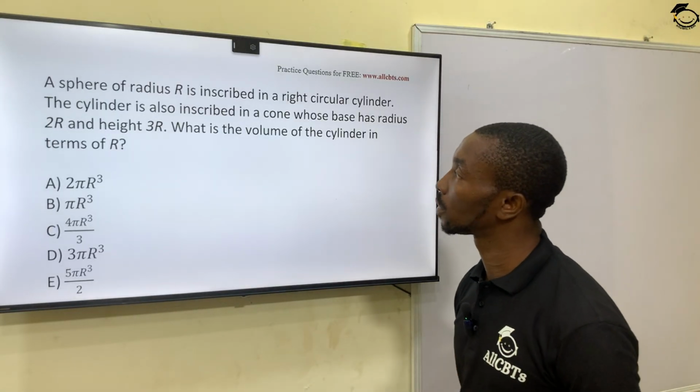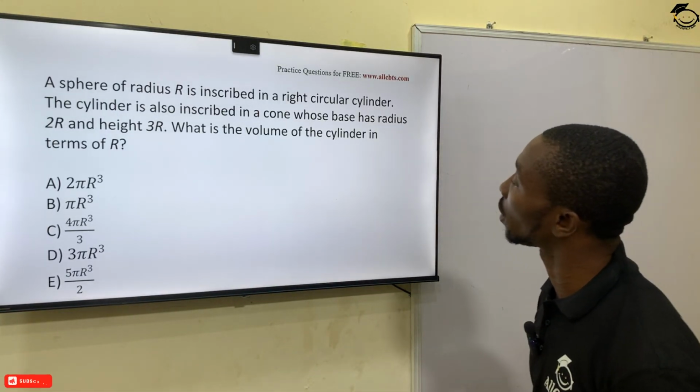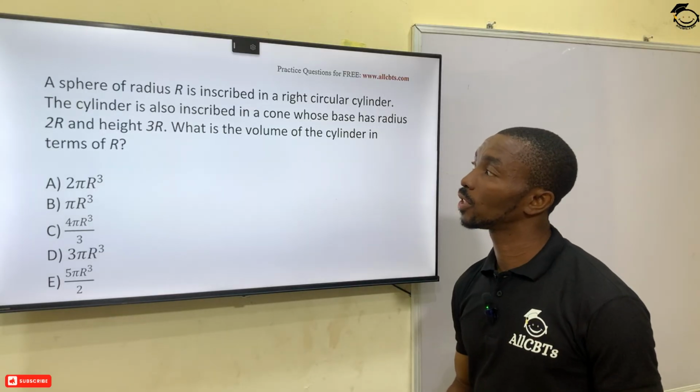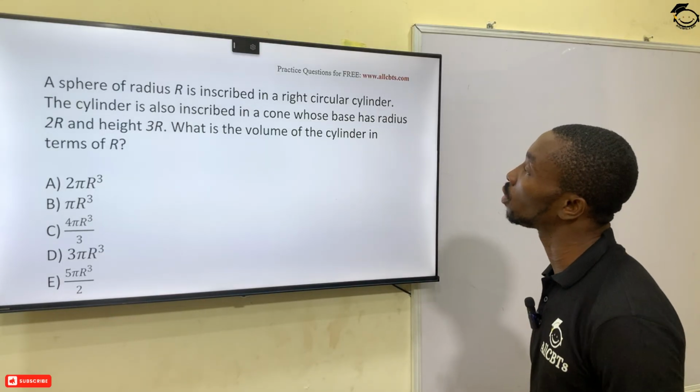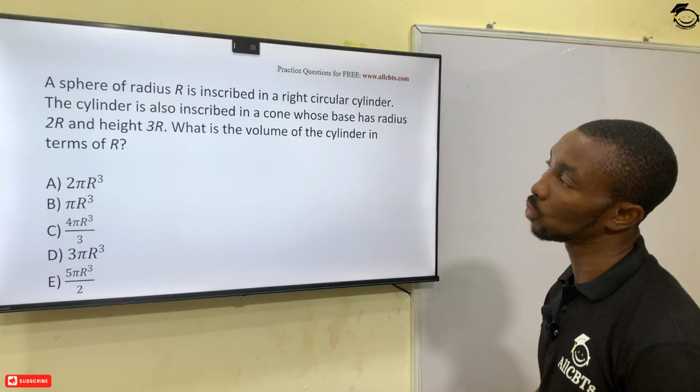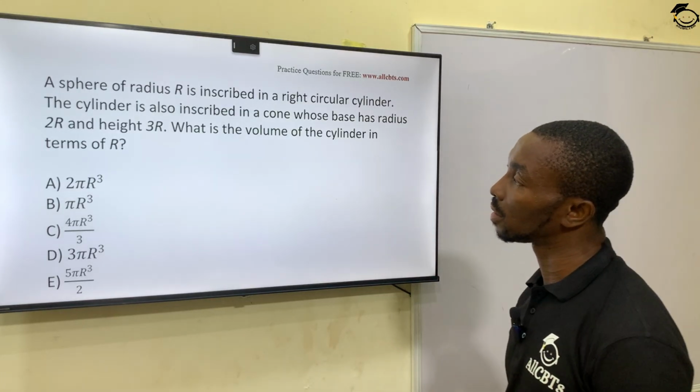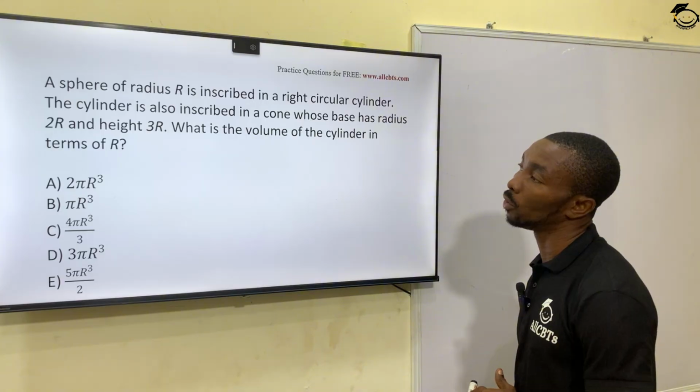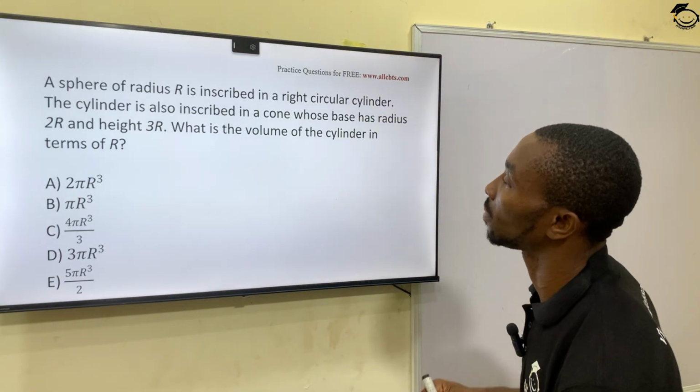A sphere of radius r is inscribed in a right circular cylinder. The cylinder is also inscribed in a cone whose base has radius 2r and height 3r. What is the volume of the cylinder in terms of r?